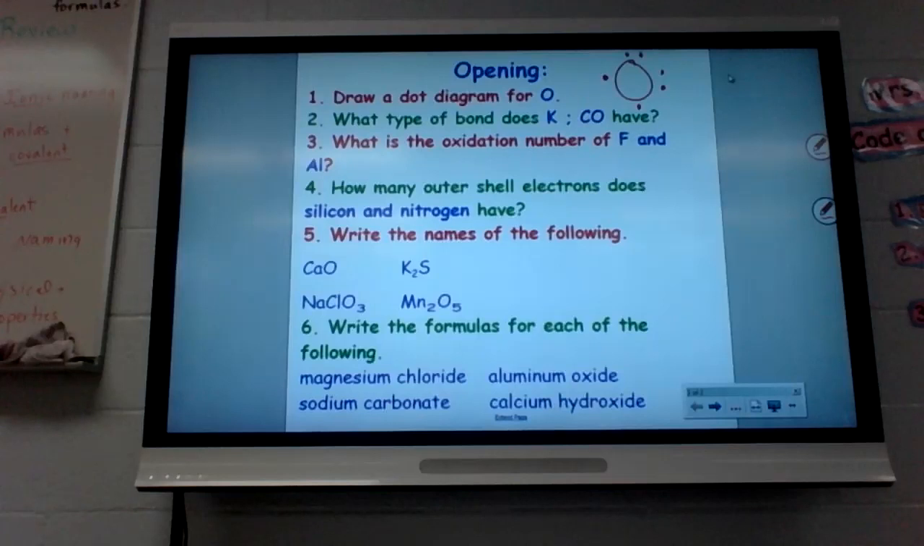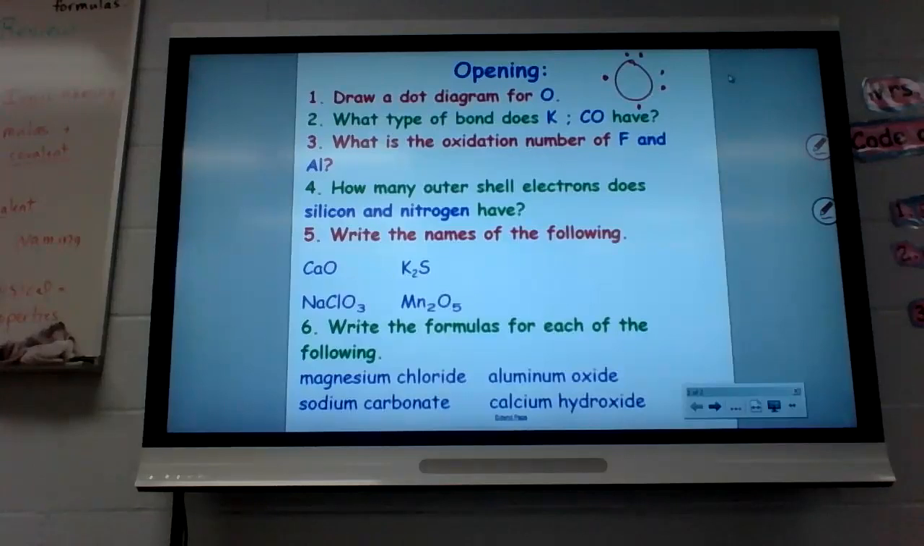All right. What's the oxidation number for fluorine, Malik? 1. Is it positive or negative 1? Negative. Negative 1. Very good. What's the oxidation number for aluminum, Diavian? 3. Positive or negative? Negative. Oh, positive. Positive 3.